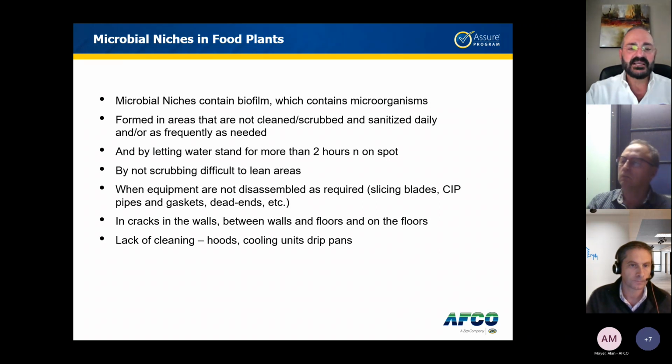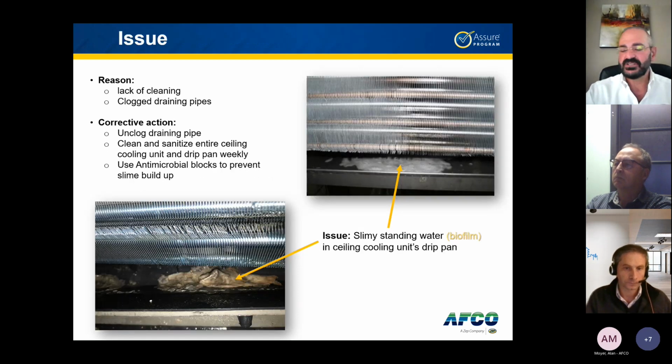Also in cracks in the walls and between the walls and the floors. If you have cracks, seal them. If you still have some cracks, you have to scrub those areas and make sure there is no slime inside them, so you don't have a biofilm. Lack of cleaning of the hoods and the cooling units will also create microbial niches.